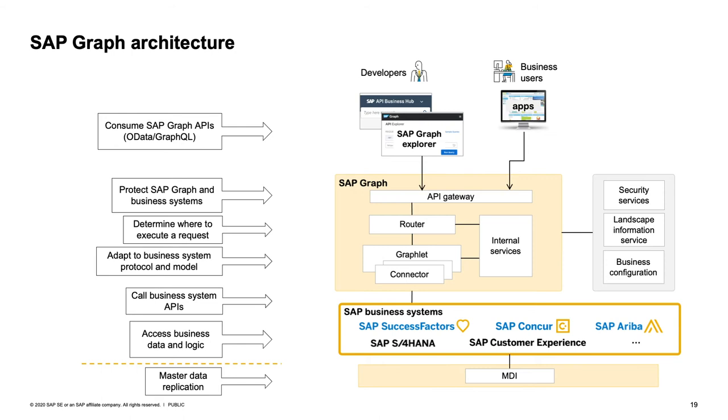And here you could define the source system for the customer object to be a specific LOB system, or maybe multiple systems based on certain criteria. And once the router component decides that, it goes to the graphlet. The graphlet especially does the connectivity part. So it connects to the identified business system, and it does a couple of activities on top of it.